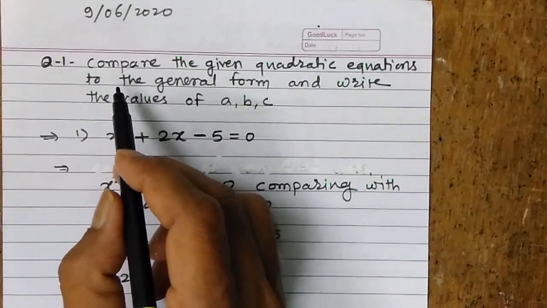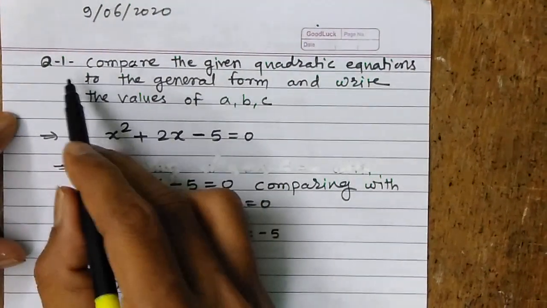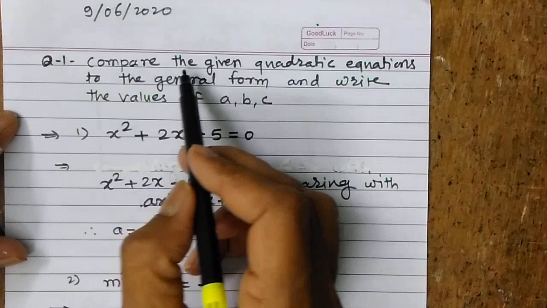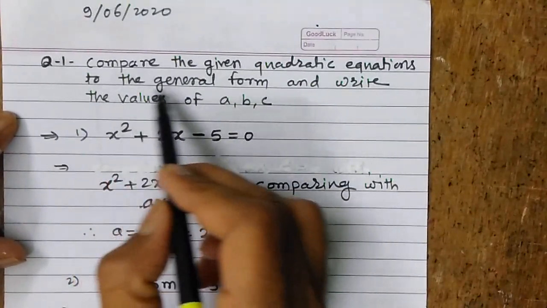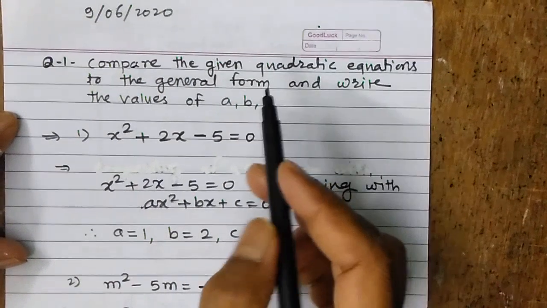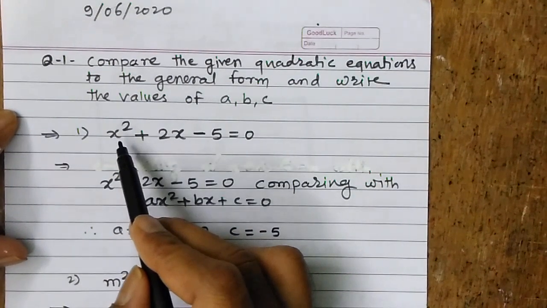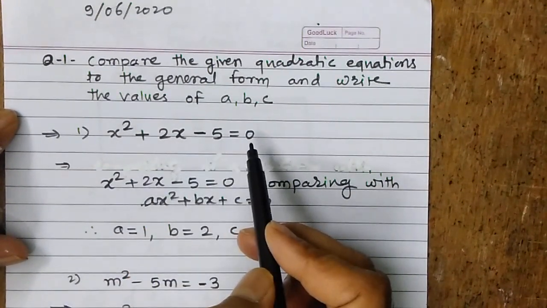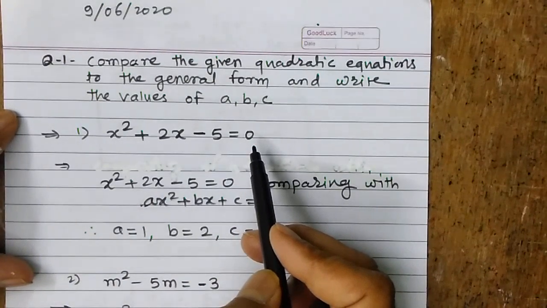Now we are learning about the examples. Here is the question: compare the given quadratic equations to the general form and write the values of a, b, c. This type of example is asked in the examination for 1 mark.